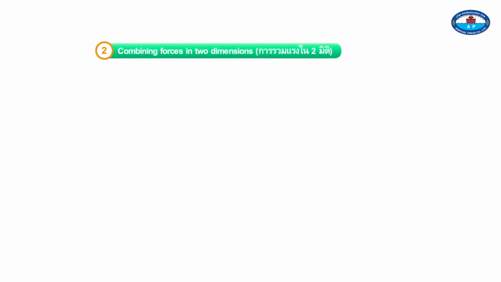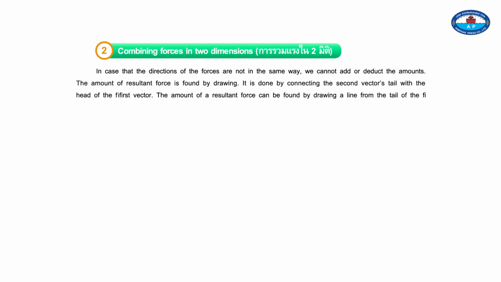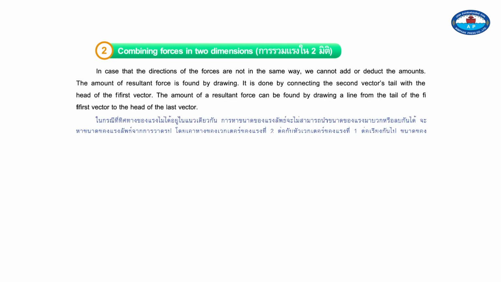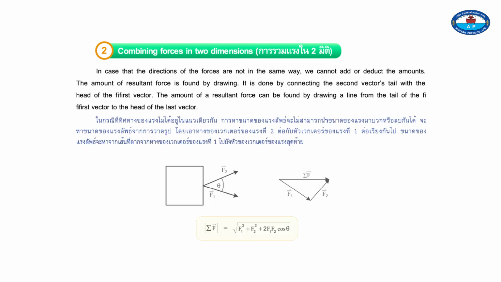2. Combining forces in two dimensions. In case the forces are not moving in the same direction, we cannot add or deduct the amounts. The amount of the resultant force is found by drawing. It is done by connecting the second vector's tail with the head of the first vector. The amount of a resultant force can be found by drawing a line from the tail of the first vector to the head of the last vector.